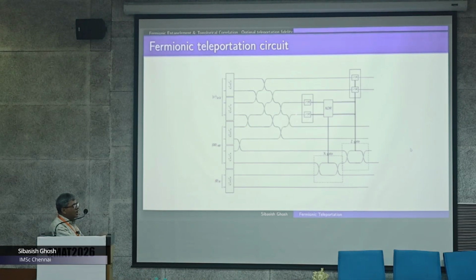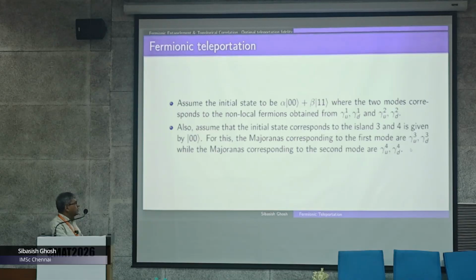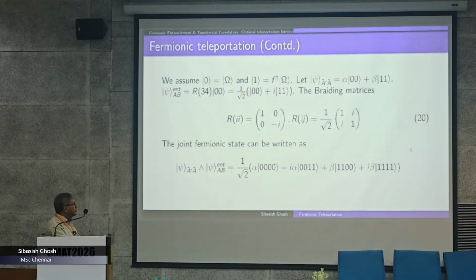Now you do what you do in standard teleportation. You do measurement, then XOR, then X gate, Z gate, and then measurement. That will give rise to the teleportation, and this is the exact teleportation. Through this exact teleportation, you can send a part of the state from Alice's lab to Bob's lab.